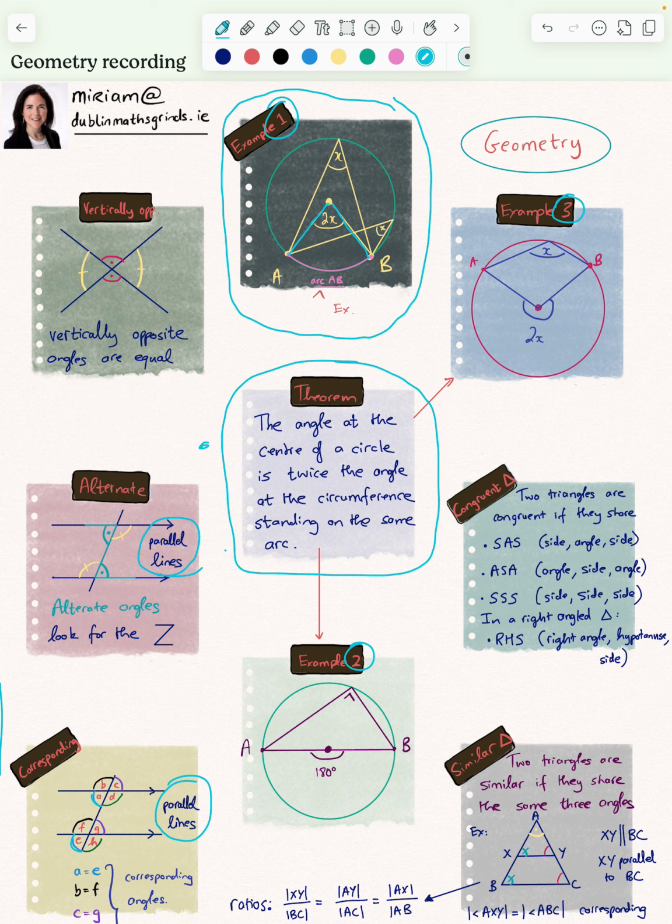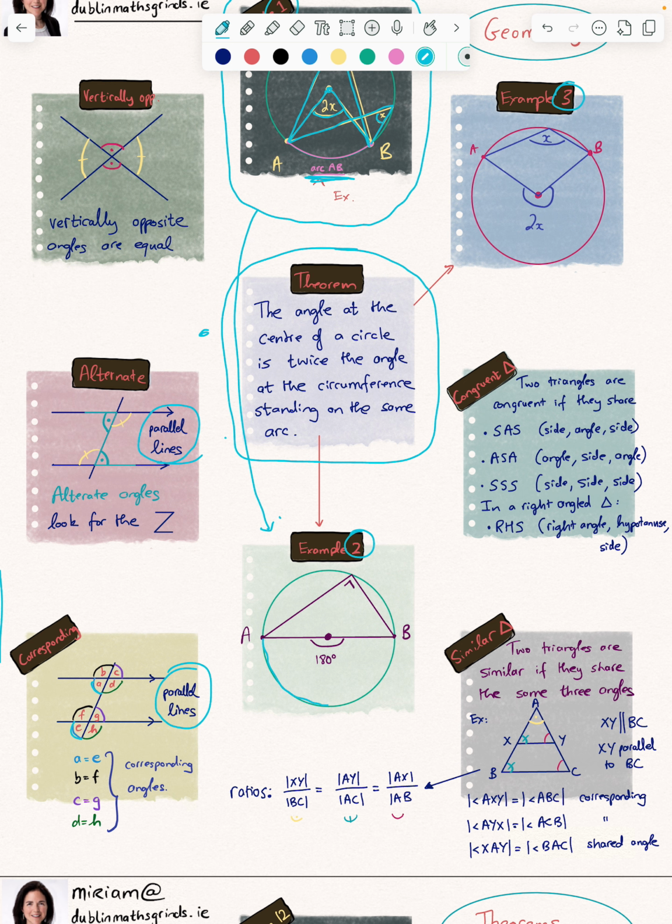Now moving down to example 2, the arc AB here is a full semicircle. So the angle standing on that arc is an angle at the circumference, and the angle at the center is 180 because it is a diameter, so the angle is a straight line. Half of 180 is 90. So what this gives us is that angles at the circumference standing on a diameter are right angles, and that's very convenient because it gives you a right angle triangle. If you call that X, AXB is a right angle triangle.